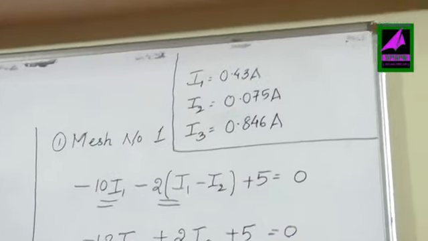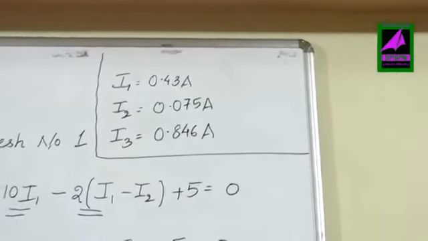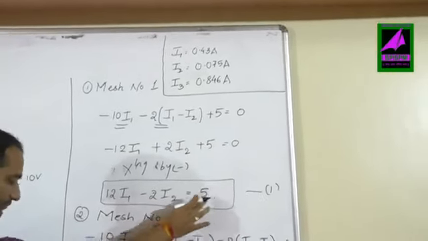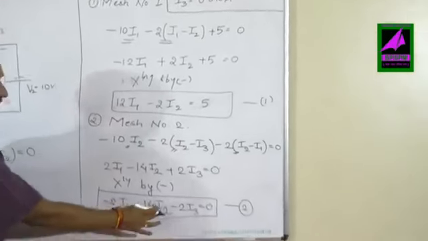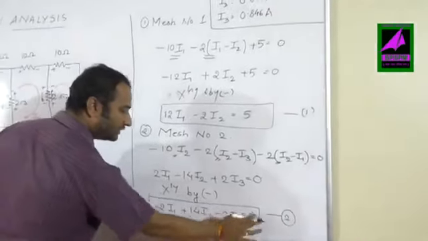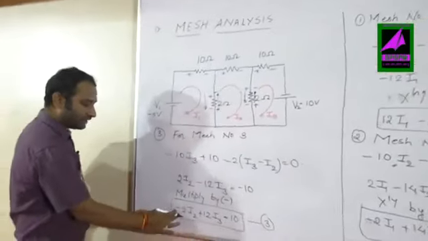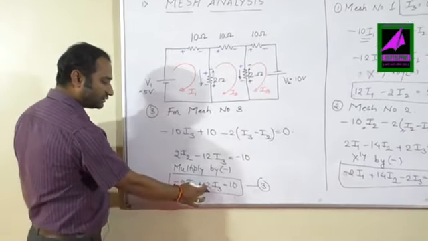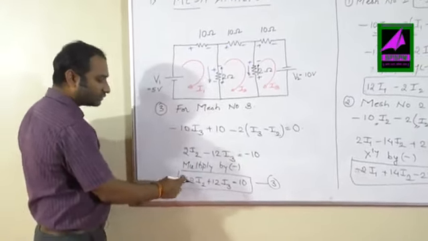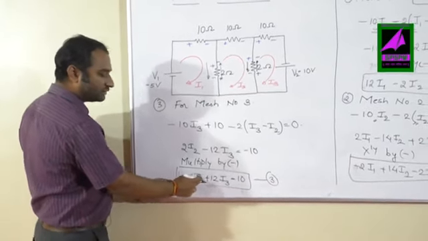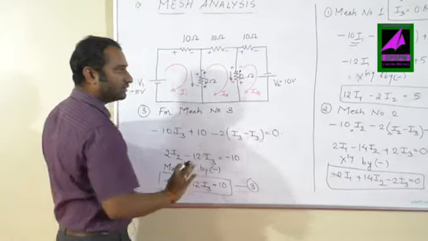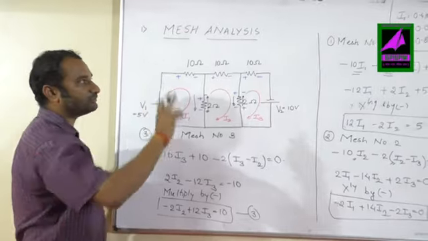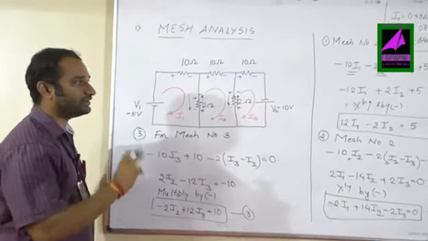We can put the unknowns as, for the first, A1 is 12, B1 is -2, C1 is 0 because there is no I3, D1 is 5. Similarly here A2 is -2, B2 is 14, C2 is -2, D2 is 0. Similarly here A3 is 0, B3 is -2, C3 is 12 and D3 is 10. So after putting all these values in the calculator, we will get three values of I1, I2 and I3, and those are 0.43, 0.075 and 0.846.